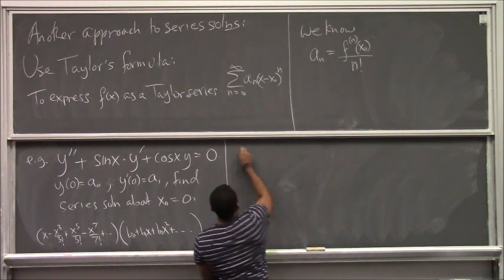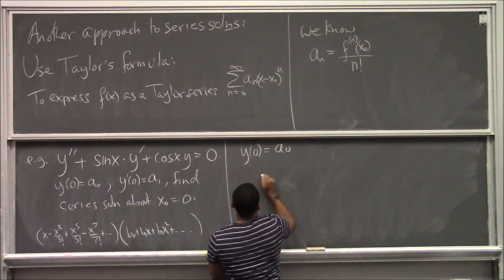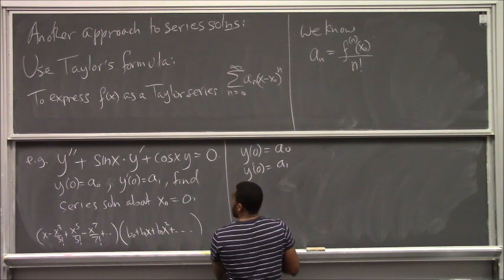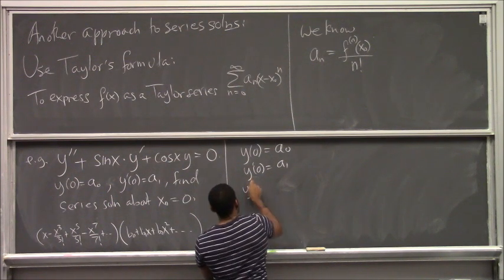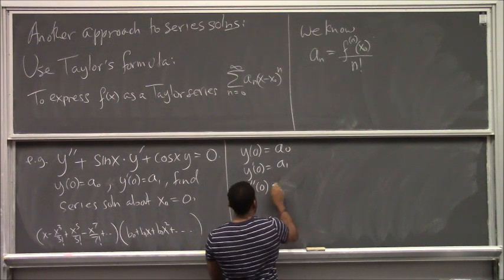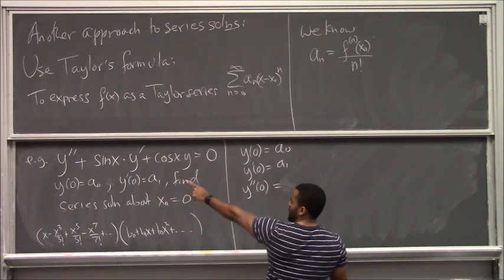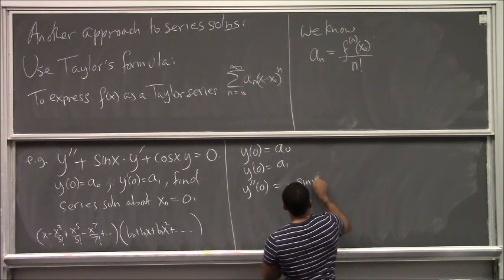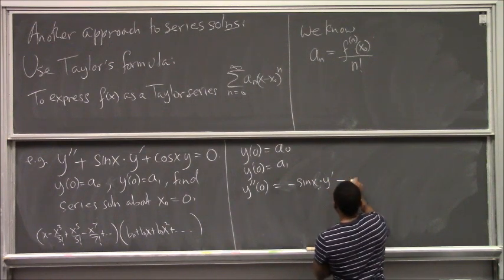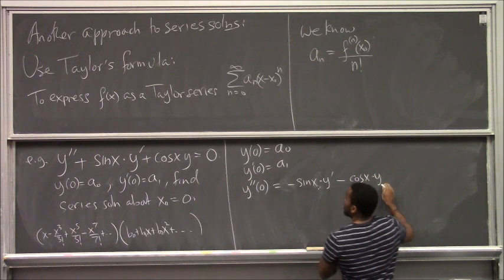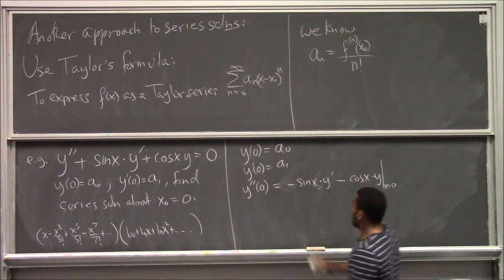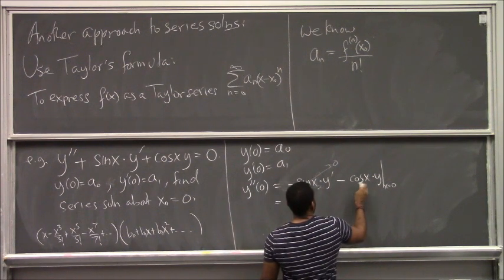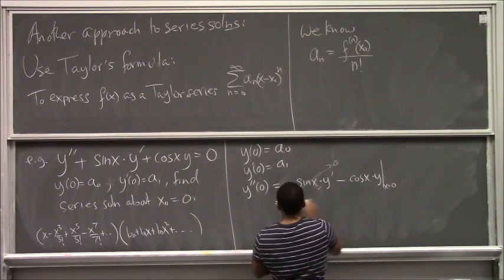So we know that y of 0 is a0, y prime of 0 is a1. Now you might start to figure out what y double prime at 0 is. What you can do is just solve this for y double prime, evaluated at x equals 0. If you plug in 0 here, that's going to be 0. Cosine of 0 is 1, and y of 0 is a0, so this is just minus a0.